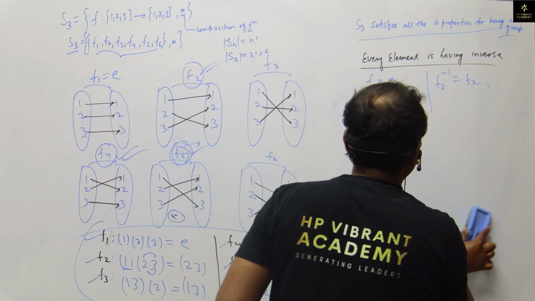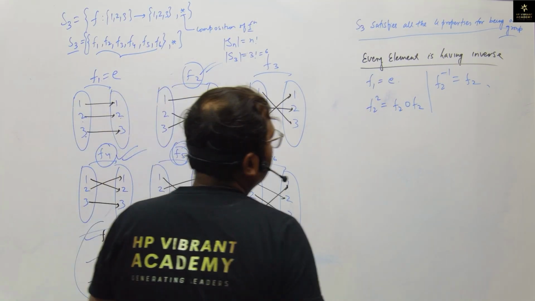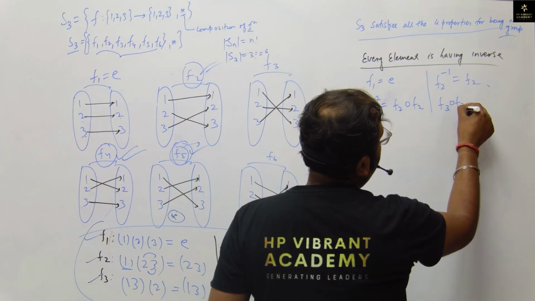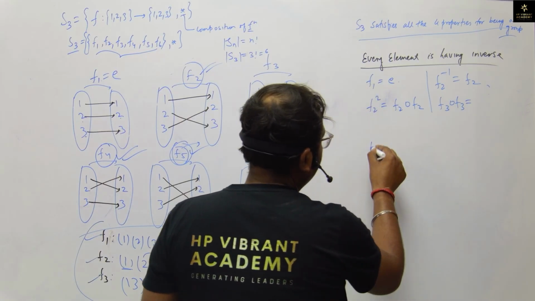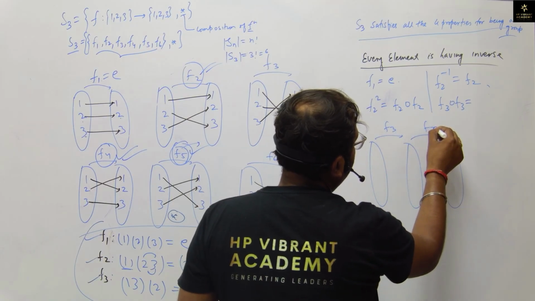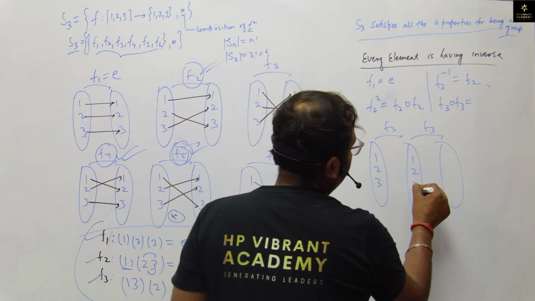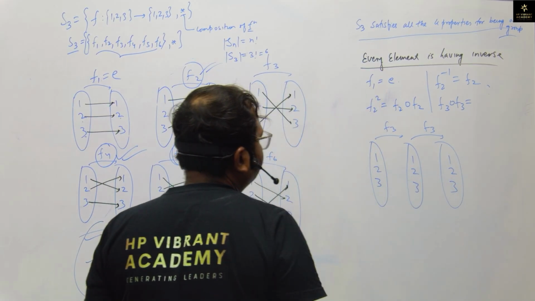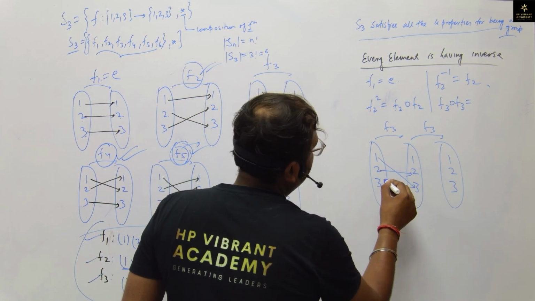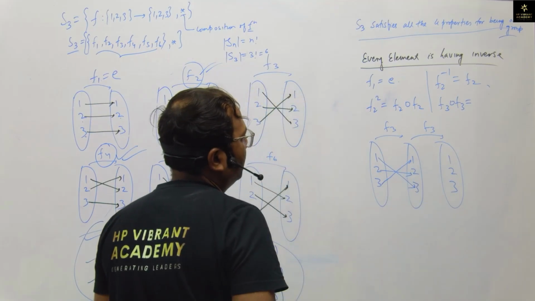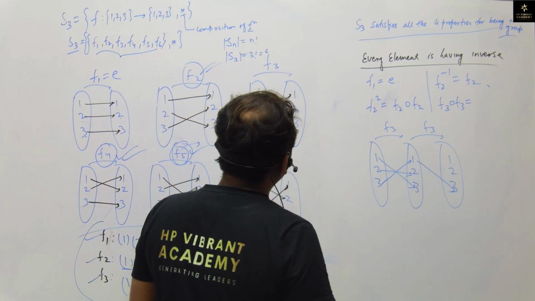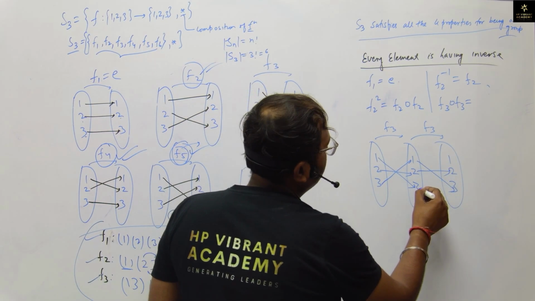Now let us find similarly f3 square, f3 operation f3. 1 2 3, this is also 1 2 3. Okay, so in f3 we have 1 goes to 3, 2 goes to 2, and 3 goes to 1. Let us apply f3 again. So we have 1 goes to 3, and 2 goes to 2, and 3 goes to 1.